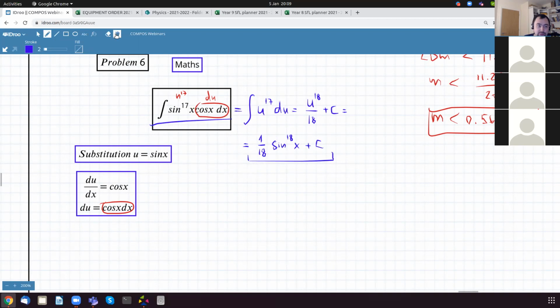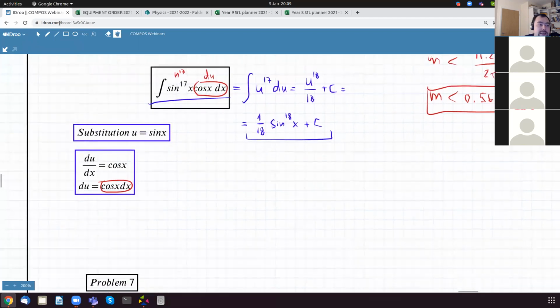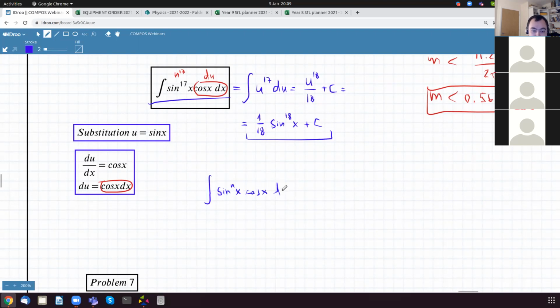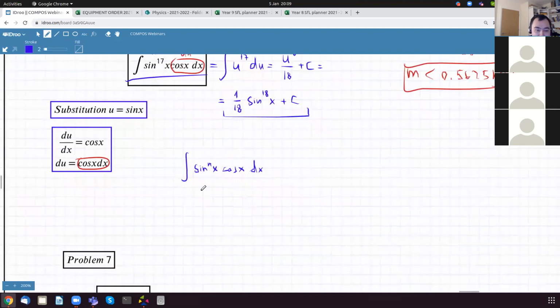As a general rule, you can remember that if you have sine to some power times cos x, then the substitution is sine x. If it's vice versa, then it's cosine x. So whichever one is not to the power of 1. So in this case, the substitution is u equals sine x.